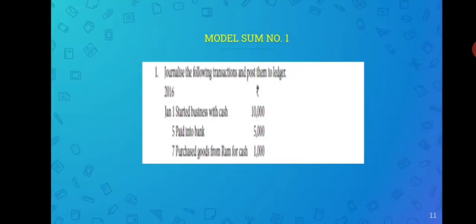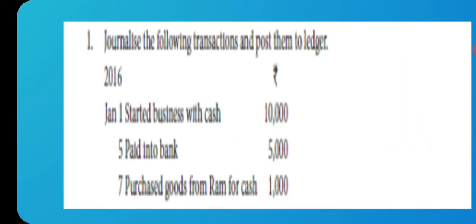இந்த செஷனில் நம்ம ஒரு மாடல் சம் ஒர்க் அவுட் பண்ண போகிறோம். The question goes like this: journalize the following transactions and post them to ledger. ஸோ நம்ம ஜேர்னல் என்ட்ரிஸும் எழுதணும், லெஜர் அக்கௌண்ட்ஸில் போஸ்டிங் பண்ணணும்.